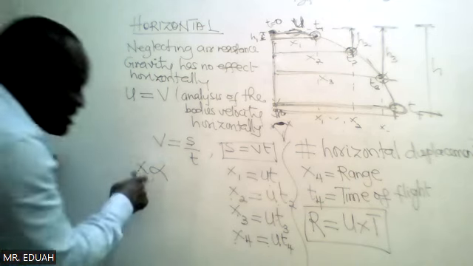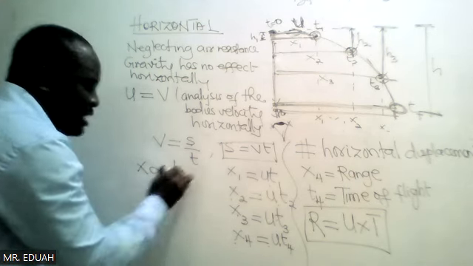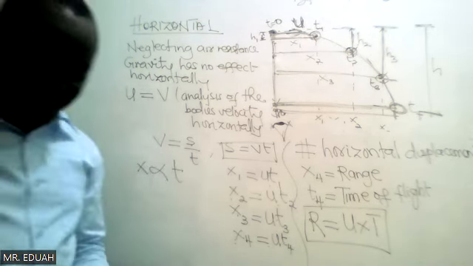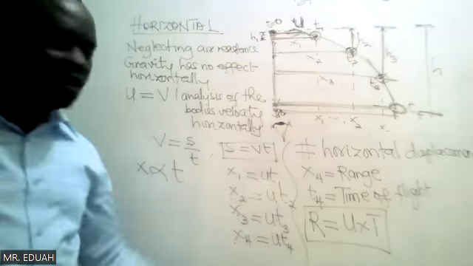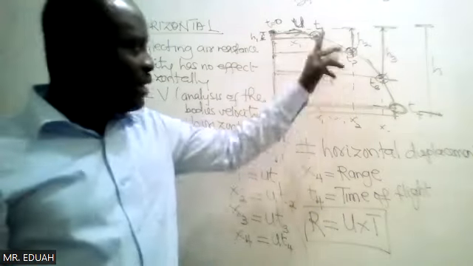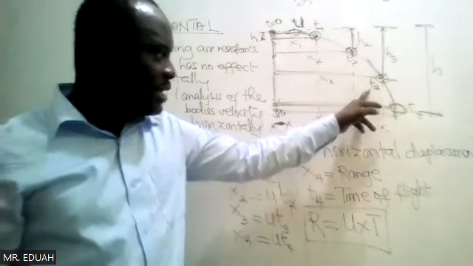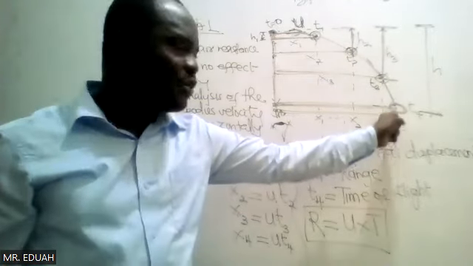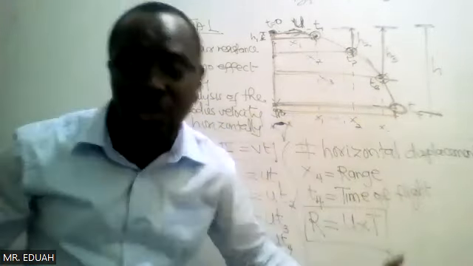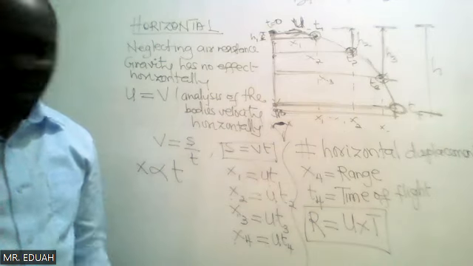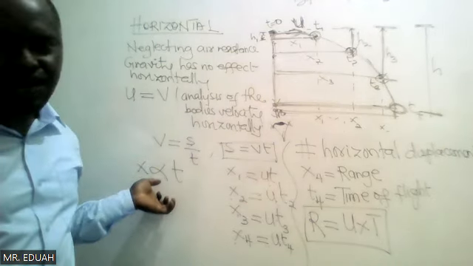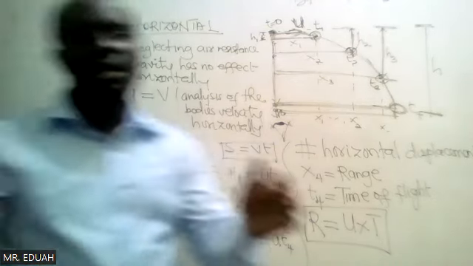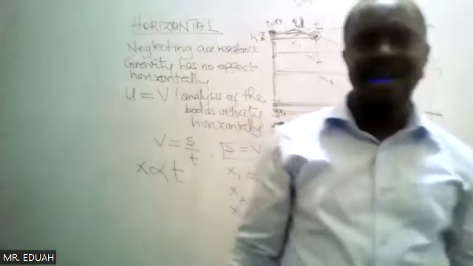So x is directly proportional to t, because u doesn't change. Whether you come here, u is the same. Over here, u is the same. By the time you land, you are dropping with that same velocity horizontally. So x is directly proportional to t.